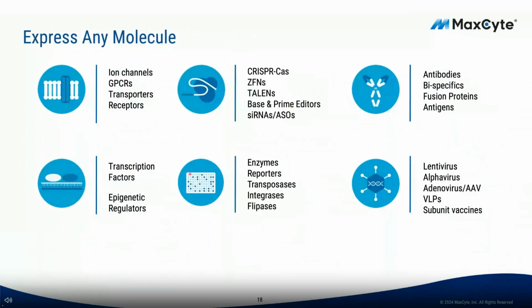So in terms of what kind of molecules you can express, any type of molecule with MaxCyte electroporation, including ion channels and GPCRs, a variety of different genome editing tools, of course CRISPR-Cas9, more recently base editing and prime editors, for protein production, such as antibody production or viral vector production with lentivirus, AAV or VLPs. And also you can use the MaxCyte platform for reporter assays and transcription factors.